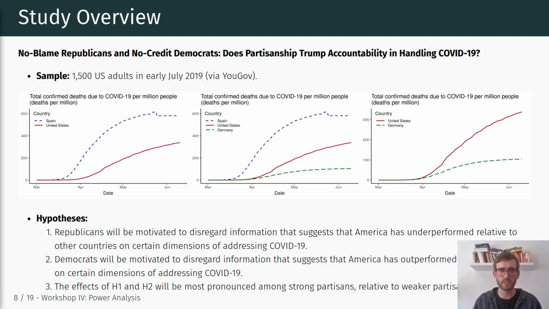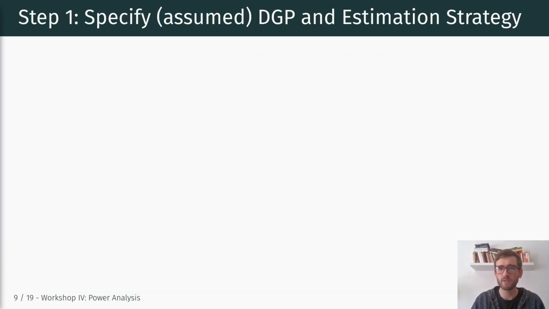Now, in the remainder of the video, I'm going to show you how we can set this basic setup up in a declared design and analyze the design's properties with regard to power, but we could also examine bias or type M error and type S error and the like. It would be straightforward to do so. Okay.